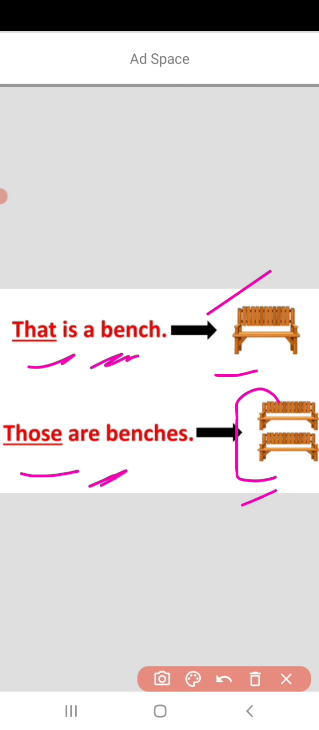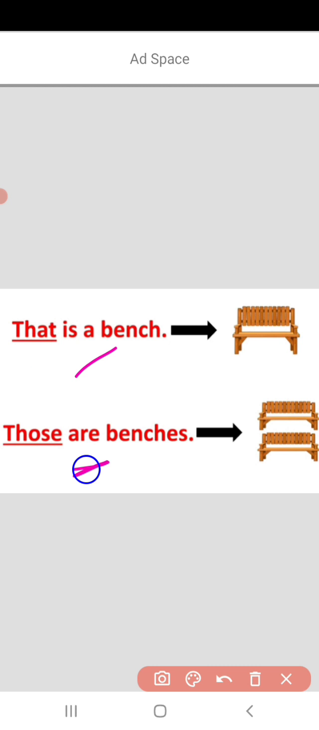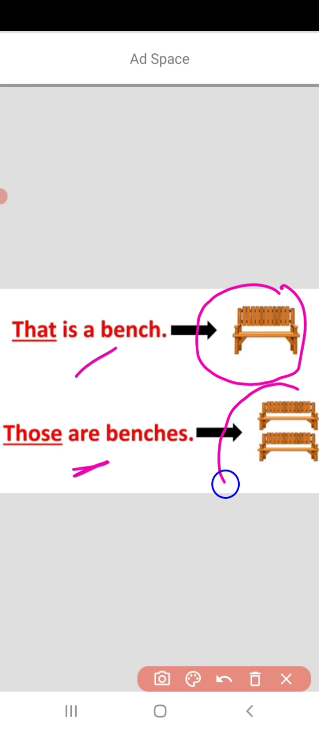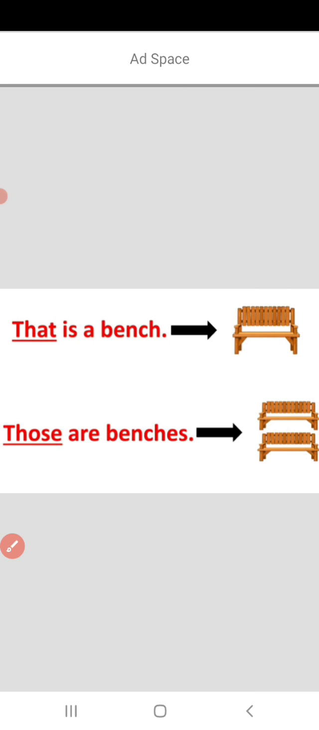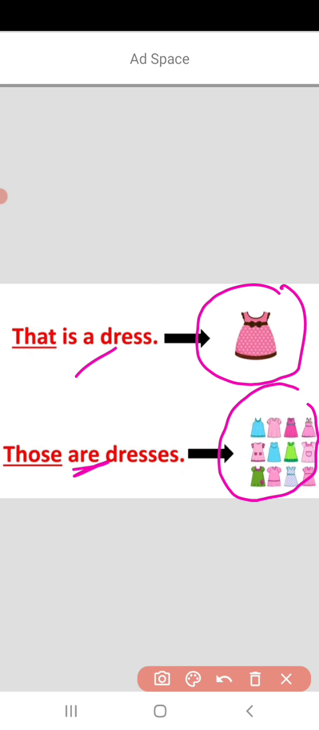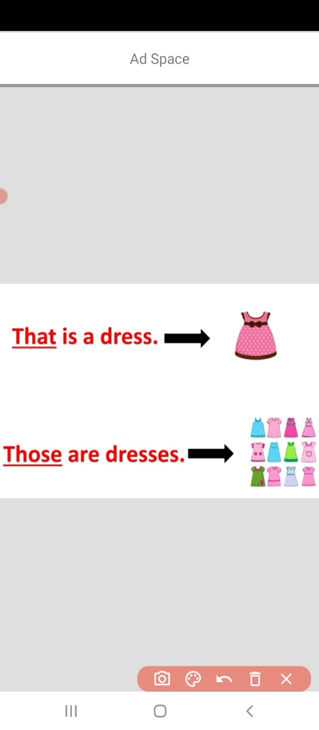Why have we written is over here and why have we written are? Because bench is here 1 in number and here benches are more in numbers. So that is a bench and those are benches. Here also you can see both the things are far from us. So that is a dress and those are dresses. All right.